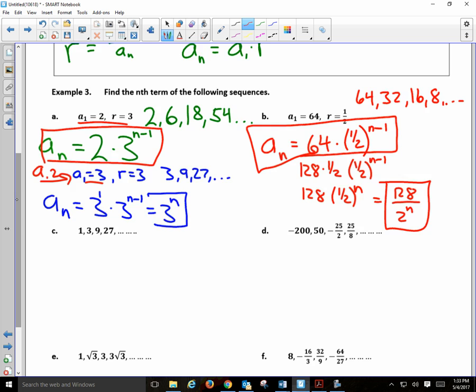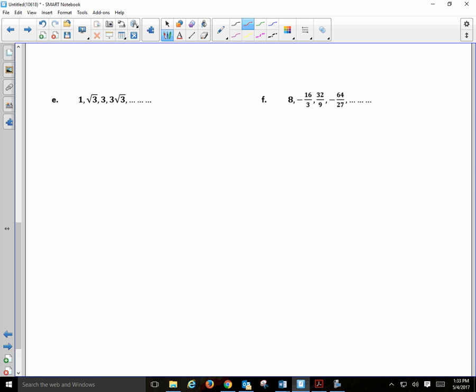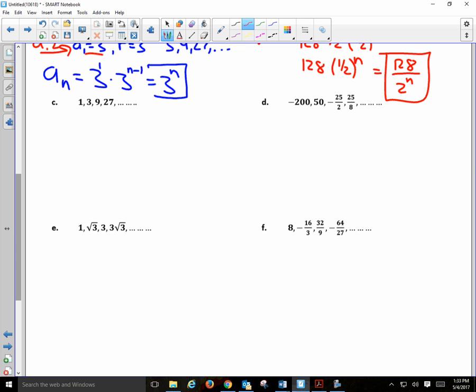All right, let's finish up. We got 4 left. 1, 3, 9, 27. What's the ratio? Ratio is 3. What's the next number in the sequence? It would be 81. Very good. So we have a sub n is equal to the first term, which is 1, times r, which is 3, to the n minus 1. That's it.